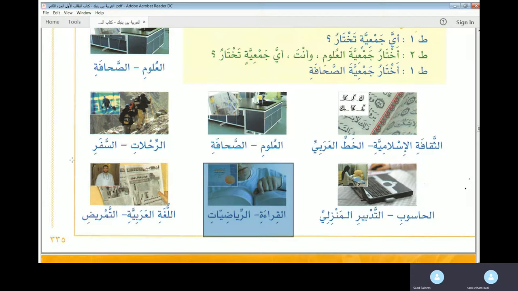وأنت أي جمعية تختار؟ And which group do you choose? Sorry, تختار is a present tense verb, so do you choose. أختار جمعية الرياضيات. I choose the mathematics group.